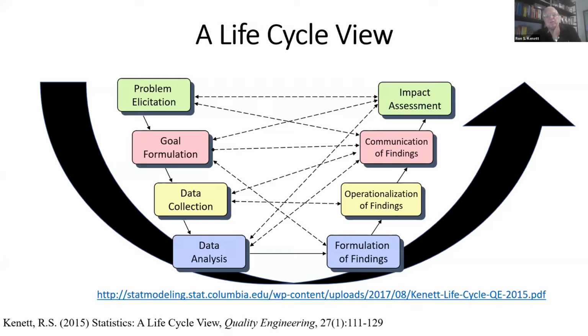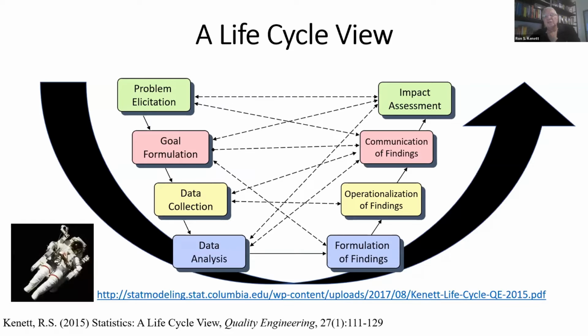So the life cycle view I mentioned is from problem elicitation, what's the problem, to goal formulation, which is where we are able to translate the problem into metrics. We then collect data to compute these metrics. We do some data analysis, we formulate findings, we operationalize the findings, we communicate the findings, and we do an impact assessment. So this is what I meant by life cycle. There is a reference here if someone's interested, and the link to the paper that you can download. That's the journey from a process perspective.